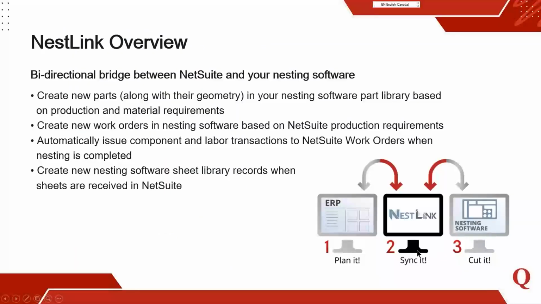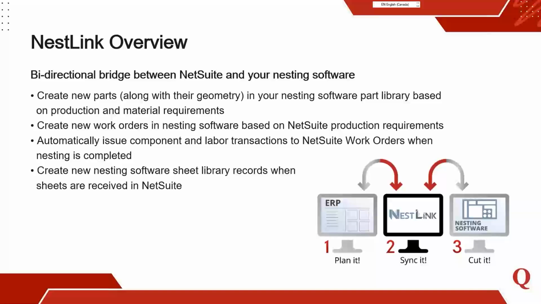So that brings us to NestLink, and essentially NestLink is a bidirectional bridge between a nesting software and your NetSuite work orders. What it's responsible for doing is creating new parts along with their geometry in your nesting software part library based on production and material requirements. It will also be responsible for creating new work orders in your nesting software based on some of those NetSuite production requirements. So you've got new work orders in NetSuite, you need those work order demands or requirements to go over into the nesting software.